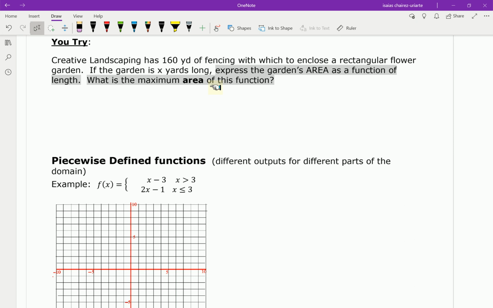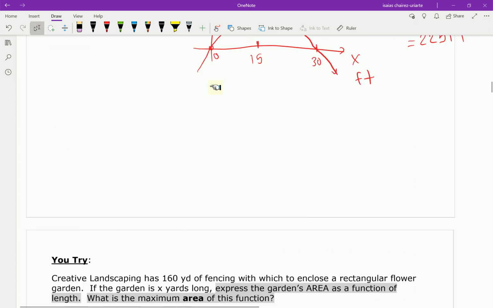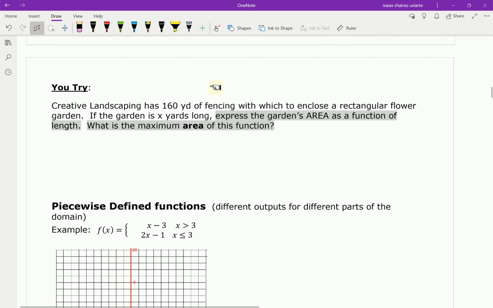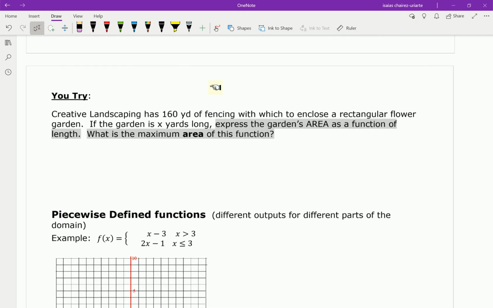All right, it's a very similar idea as the previous problem. So we have 160 yards of fencing with which to enclose a rectangular flower garden.